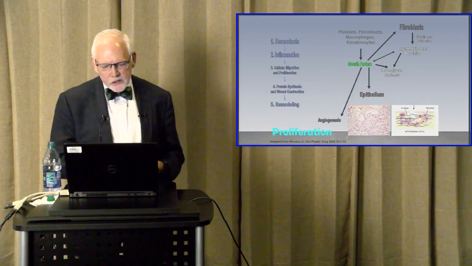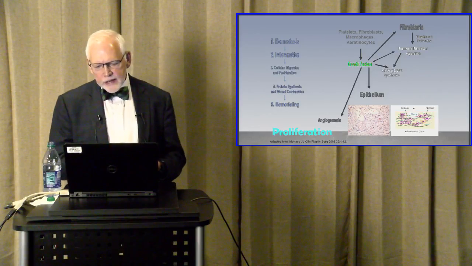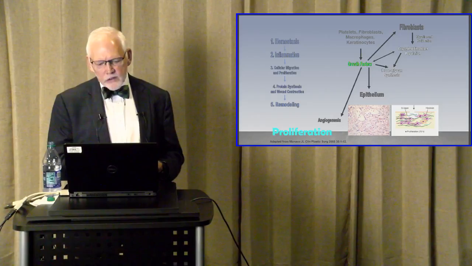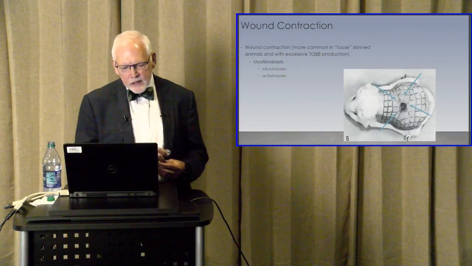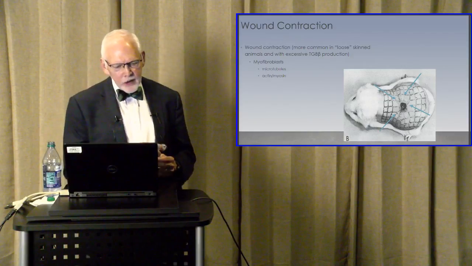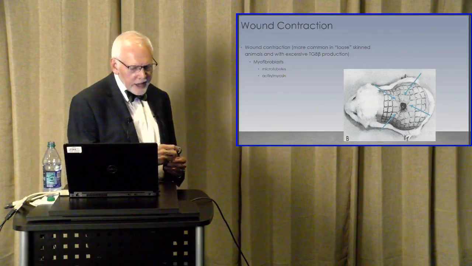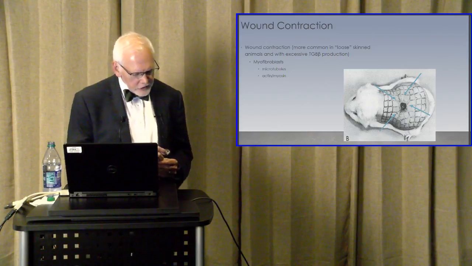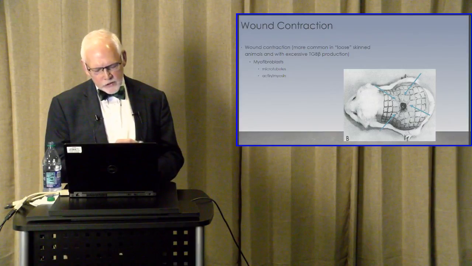The next stage is proliferation, where again normal healing is continuing. You can see the cells that are involved. Contraction has to do with the wound contracting because of the activity of myofibroblasts and elements called microtubules and actin and myosin. And you can see on this mouse's back how that wound or ulcer is contracting.